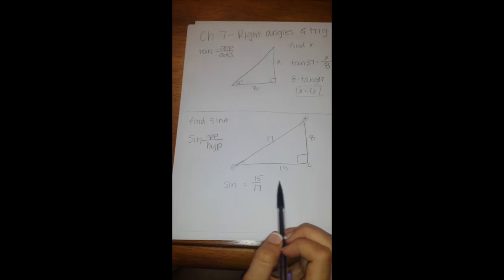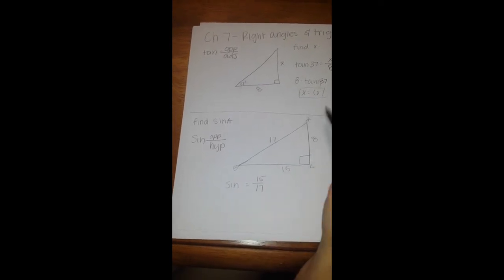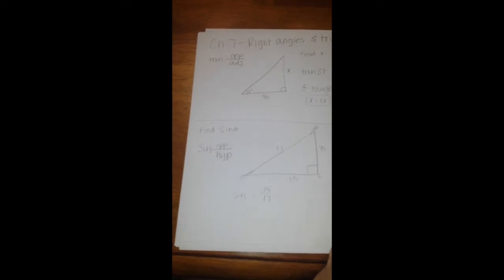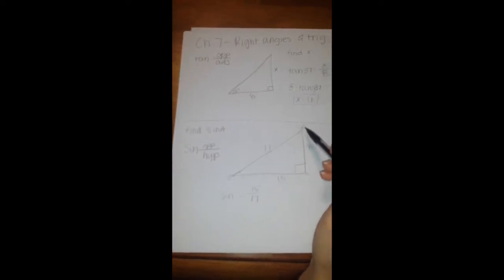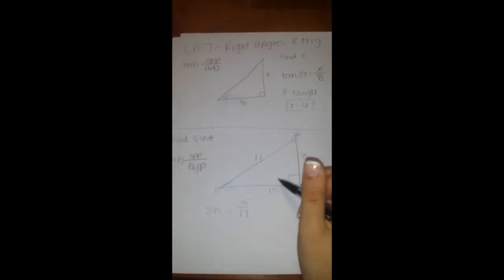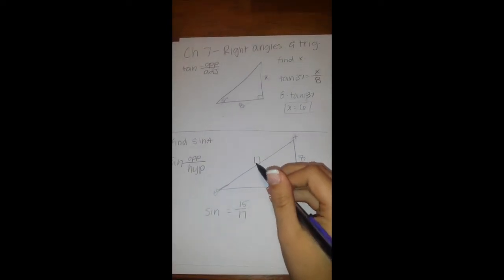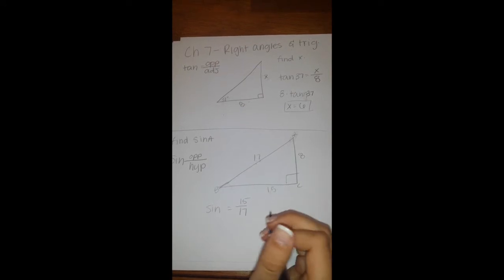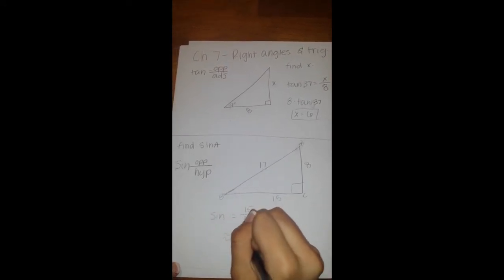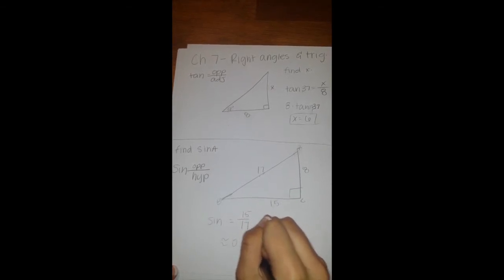And so when we go down here to try to find a over here, we're going to use sine, so we're just going to plug it in. So we're going to have sine a equals 15 over 17. So when we reduce this fraction, we're going to get roughly 0.88224.